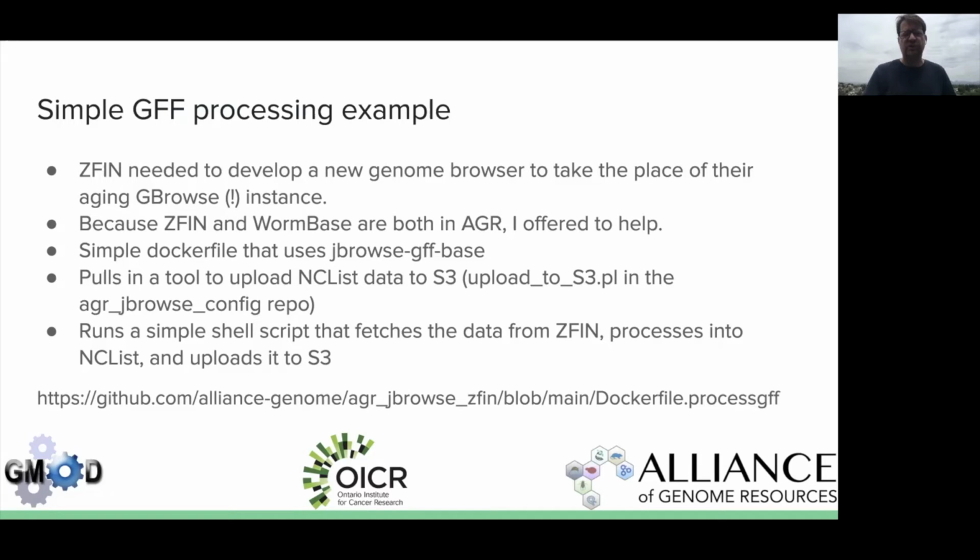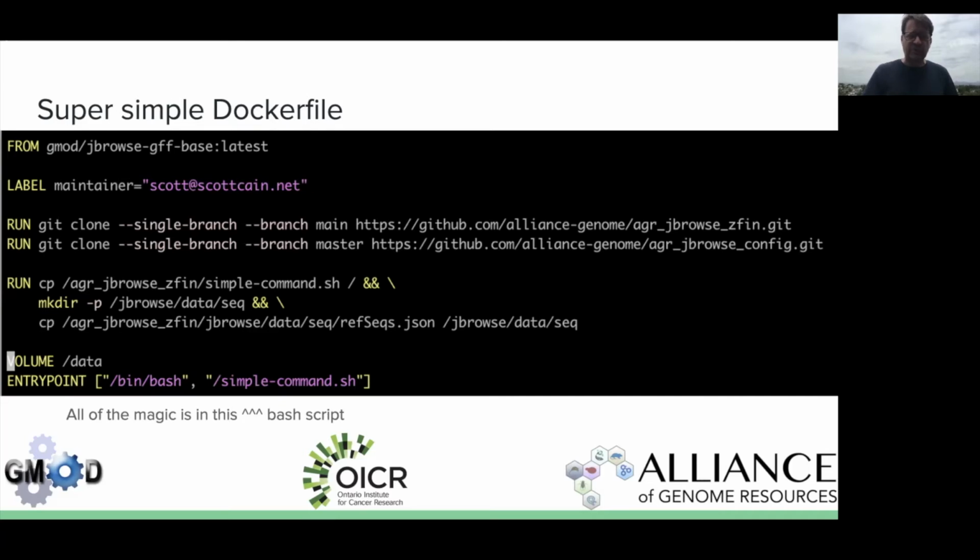And then it runs a simple shell script that just fetches the data from ZFIN, processes it into NCList data, and then uploads it to S3. And here's the link for that Dockerfile. The Dockerfile itself is super simple. Basically, like I said, it just pulls in some configuration data and a tool from these 2 repos, moves some files around to make life easier, and then runs this bash script.